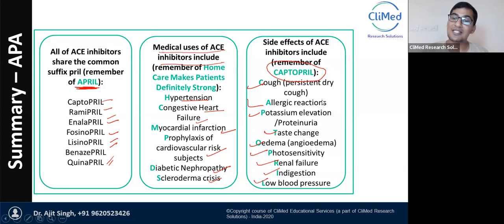Understand? So captopril is the abbreviation we use to remember the side effects of ACE inhibitors.